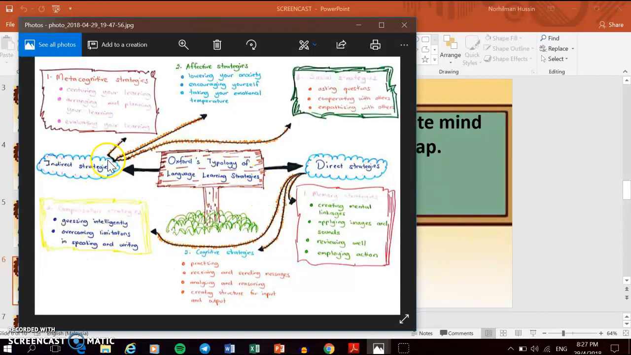Whereas for indirect strategies, the first one is metacognitive strategies, which are centering your learning, arranging and planning your learning, and evaluating your learning. And the second one is affective strategies, which is to lower your anxiety, encourage yourself, and take your emotional temperature. And the last one is social strategies, in which asking questions, cooperating with others, and empathizing with others. So through this colorful mind map that I have created, I can memorize easily.